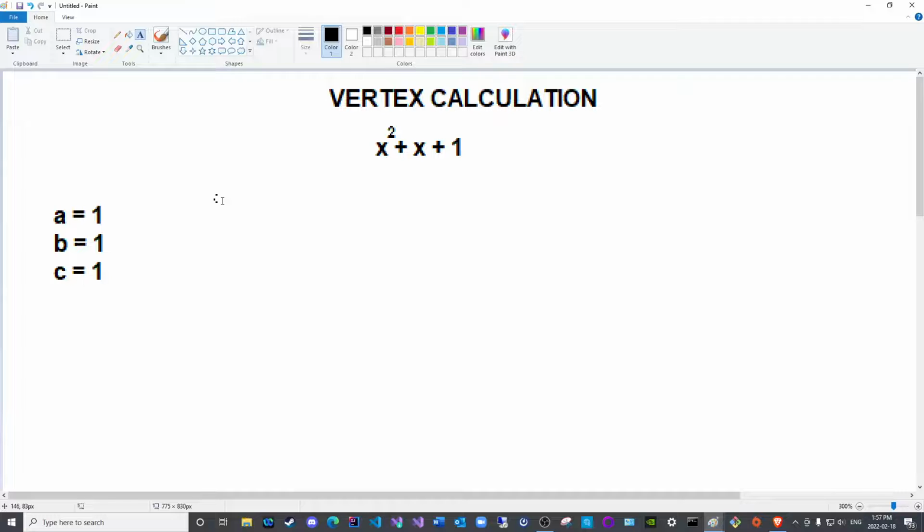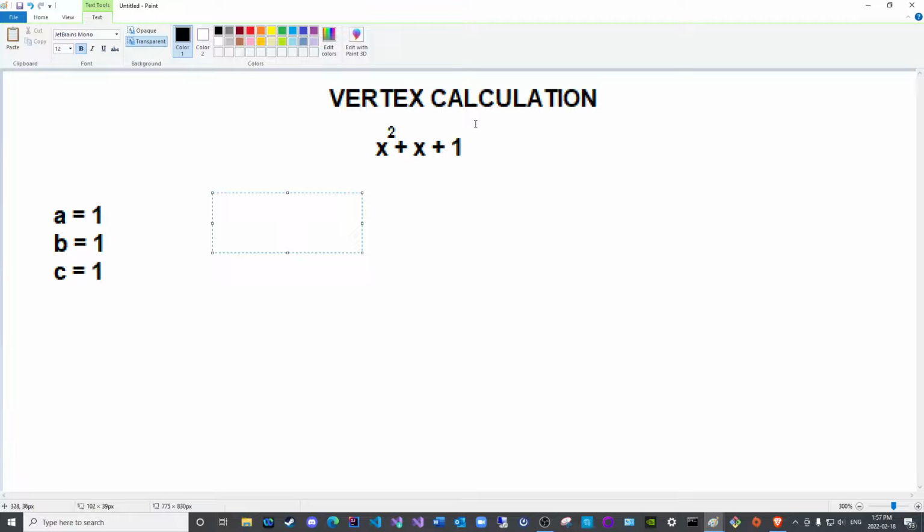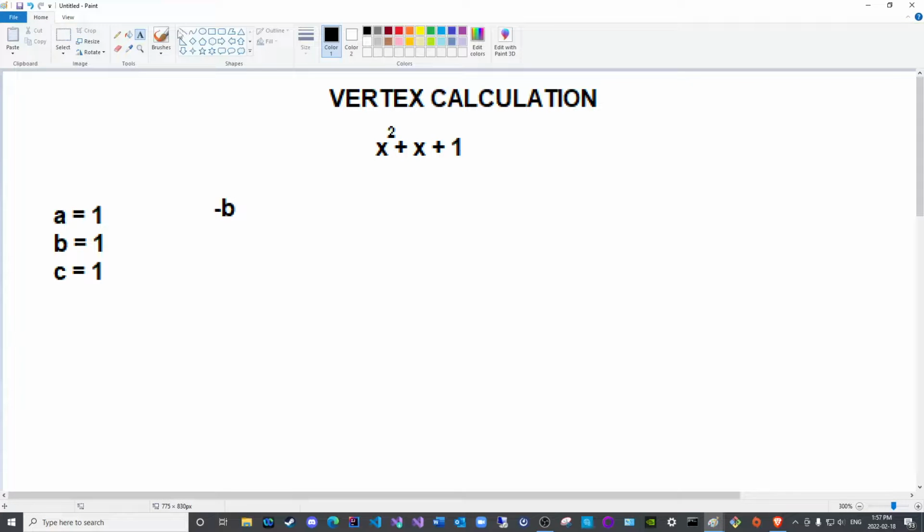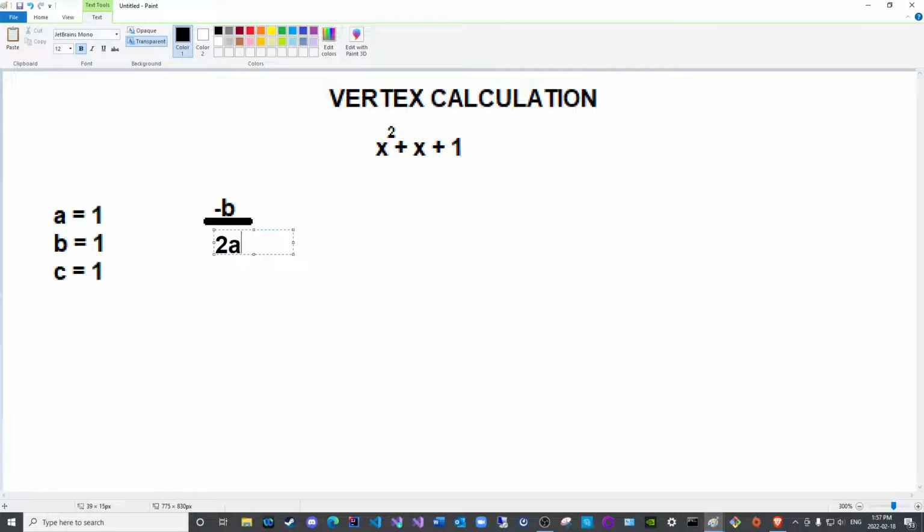Here is the equation for vertex calculation, and it is minus b. Let us write the division symbol here. Minus b over 2a. That is how you calculate a vertex.